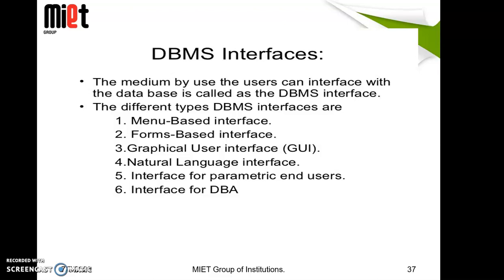Third one is the graphical user interface. A graphical user interface, basically a GUI, typically displays a schema to the user in diagrammatic form. The user can then specify a query by manipulating the diagrams. In many cases, a GUI utilizes both menus and forms.